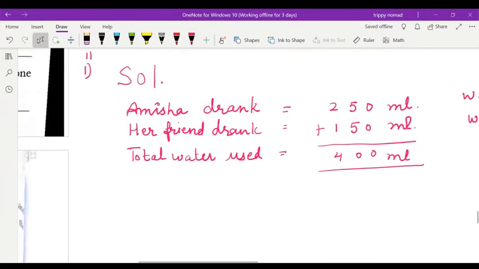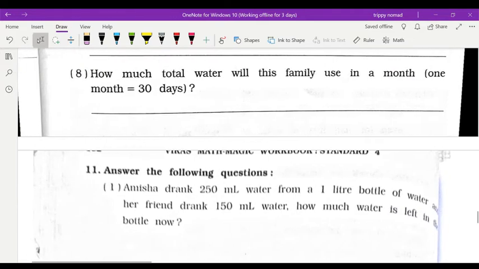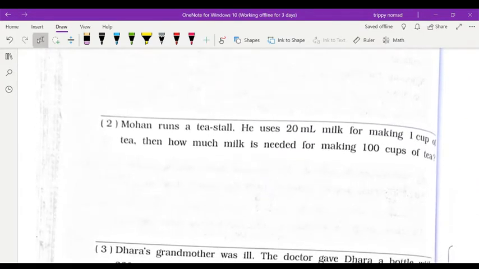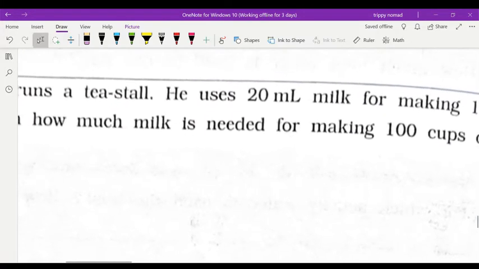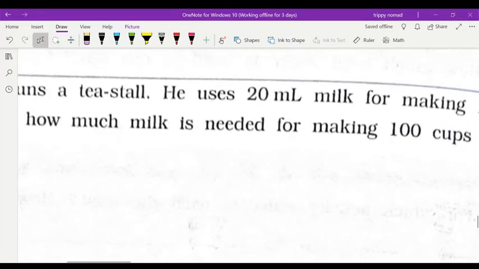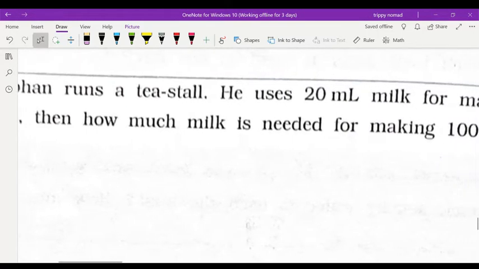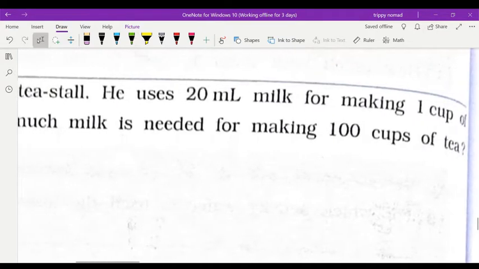Now I am going to start reading question number 2 of main question number 11. Mohan runs a tea stall. He uses 20 milliliter milk for making 1 cup of tea. Then how much milk is needed for 100 cups of tea?